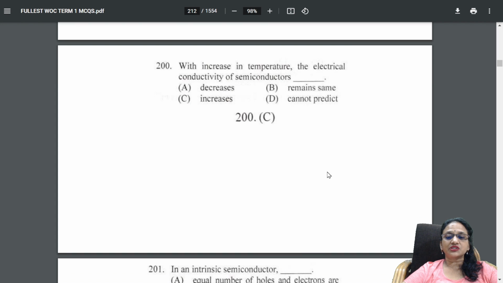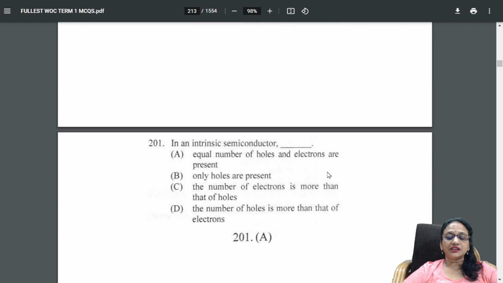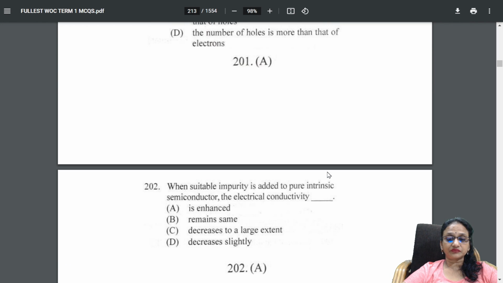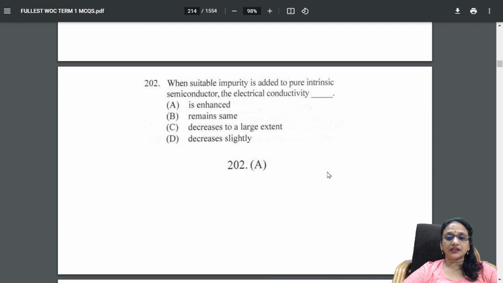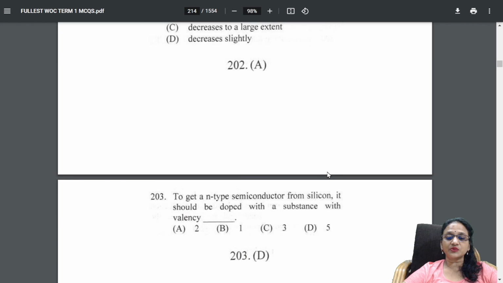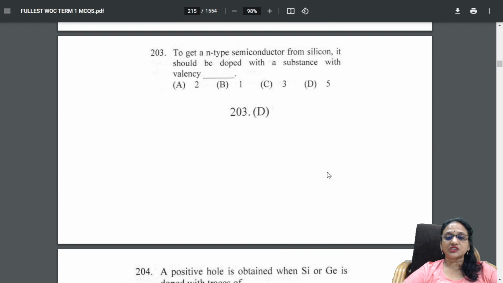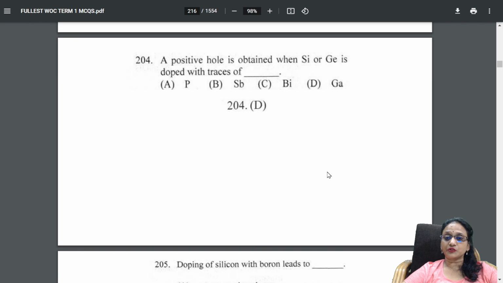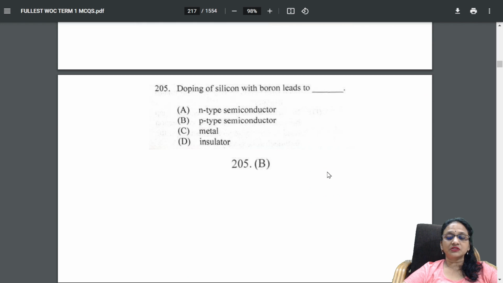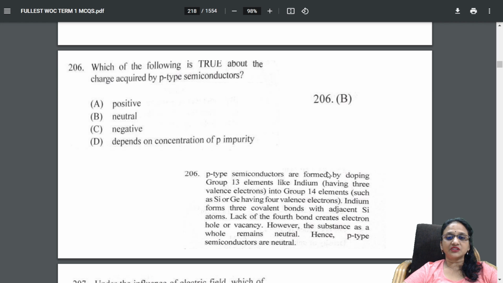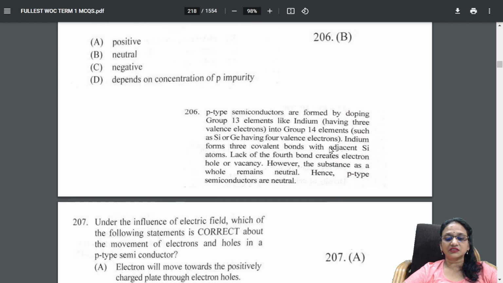This is the semiconductor question. In intrinsic semiconductors and extrinsic, this question also is here. What happens when you add impurities? That question also is asked in this way. N-type semiconductors question is here. Positive hole, silicon or germanium is doped with traces, that question also is here with options. Doping questions are asked here.